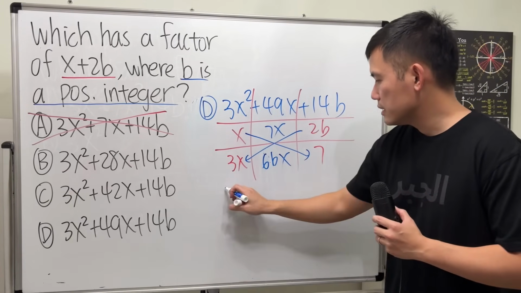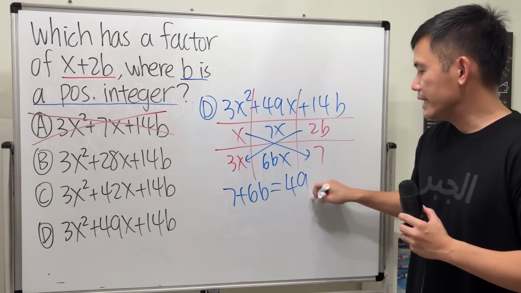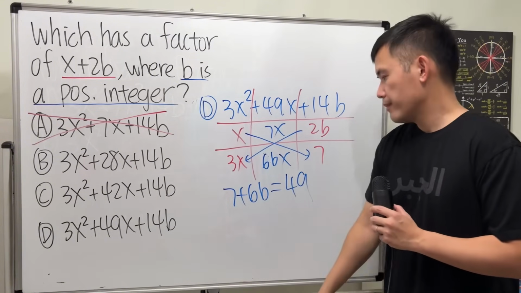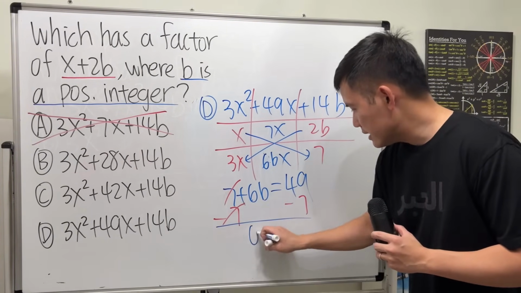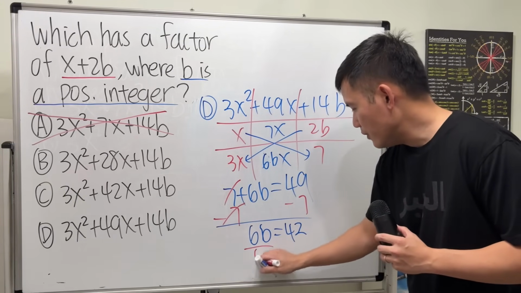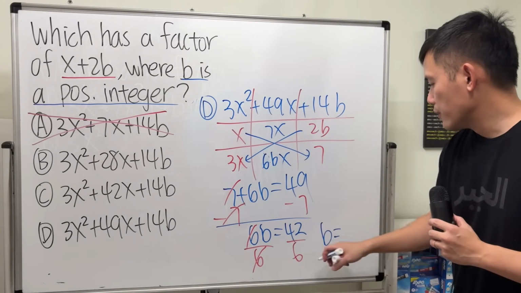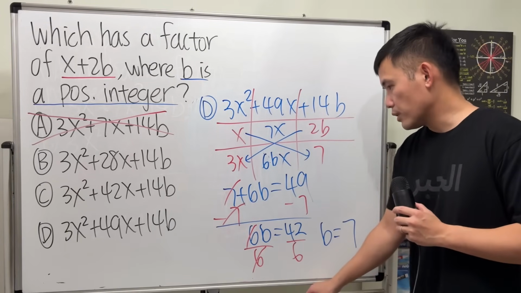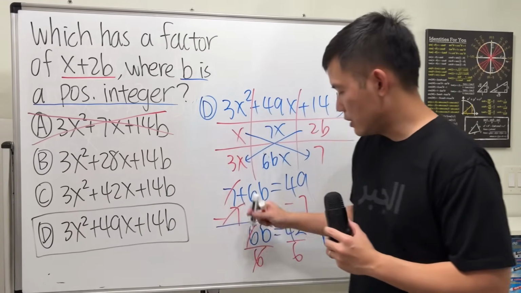So add the coefficients. Make it equal 49. And then we have to make sure b is a positive integer. Okay, subtract 7 from both sides. We get 6b equals 42. And then if we divide both sides by 6, you can see that b is equal to 42 divided by 6, which is 7. So this works when b is equal to 7. And I'll tell you, D is the correct answer to this.